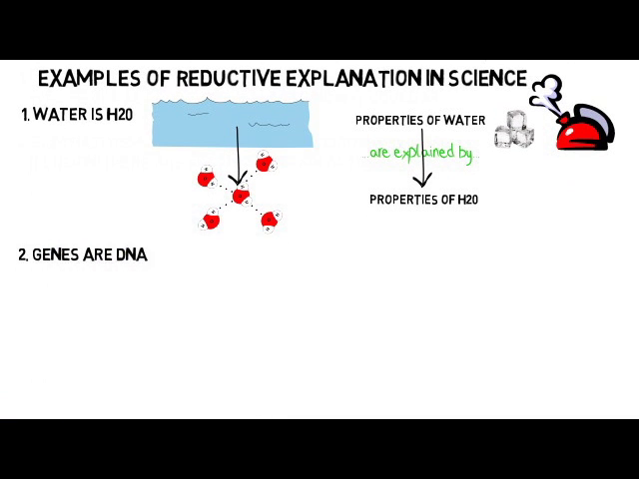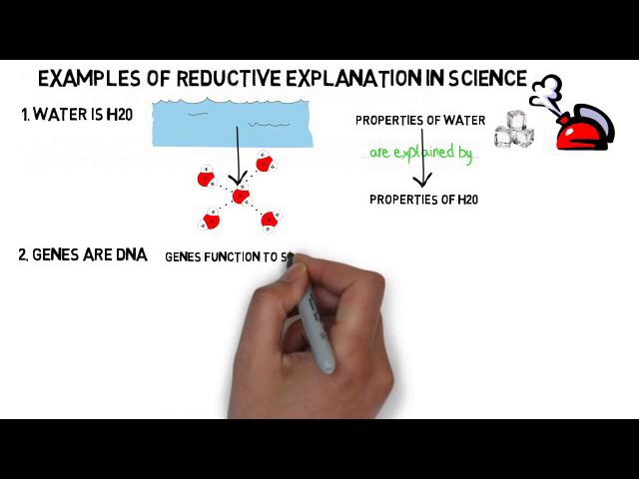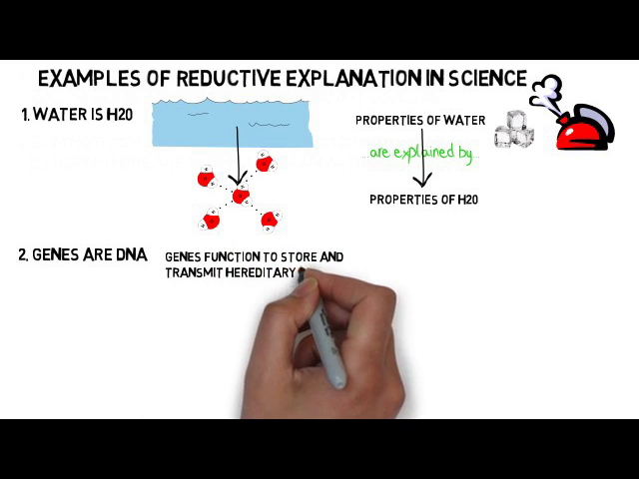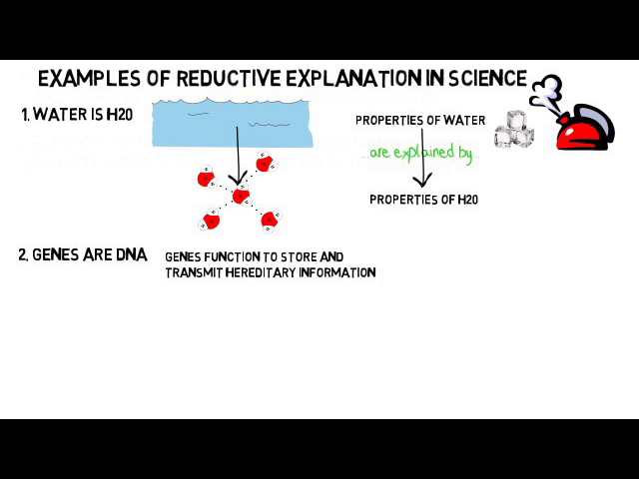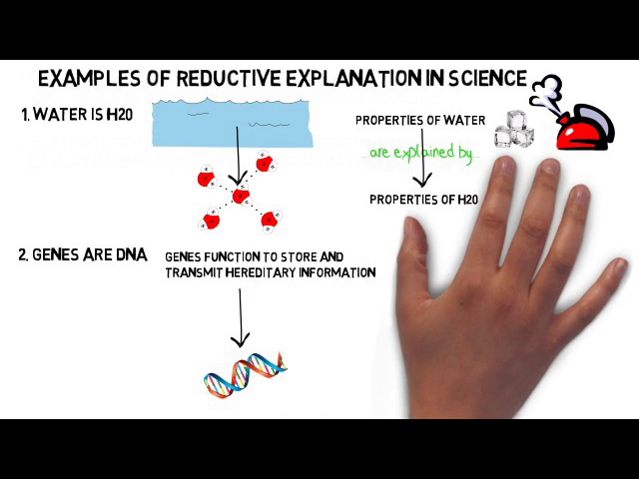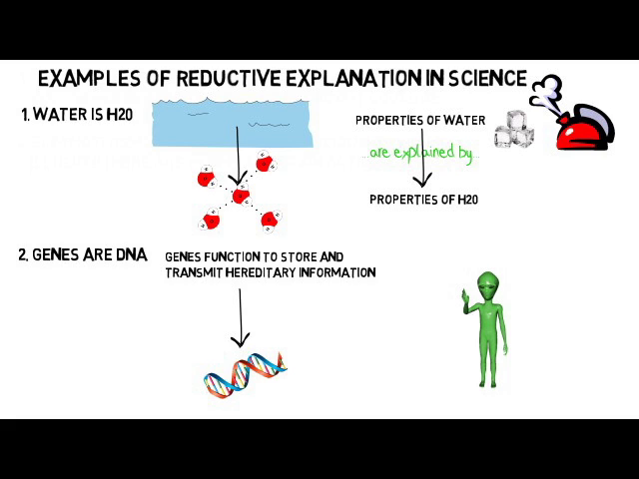Second, take genes. Genes are items that function to store and transmit hereditary information in living organisms. When Watson and Crick discovered DNA, they discovered what, in all known living organisms, function as genes. This is a reductive explanation of genes in terms of DNA. Note, however, that we might someday encounter an alien species to which this explanation doesn't apply.